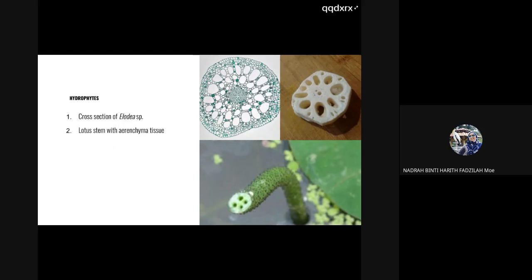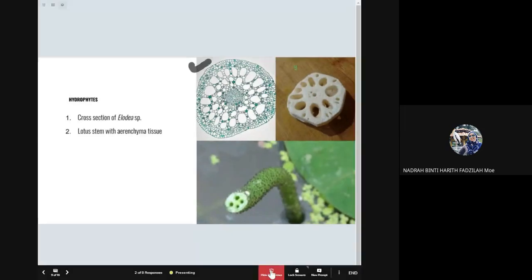Okay, now another thing about hydrophytes is gambar yang saya nak tunjuk kat sini ialah the first picture. Sekejap, saya buat dia jadi draw lah in case you want to draw something on here. Okay, saya buat draw function in case you want to draw anything here, boleh draw lah. Okay ya. So the first picture here is Elodea sp, cross section of Elodea sp.